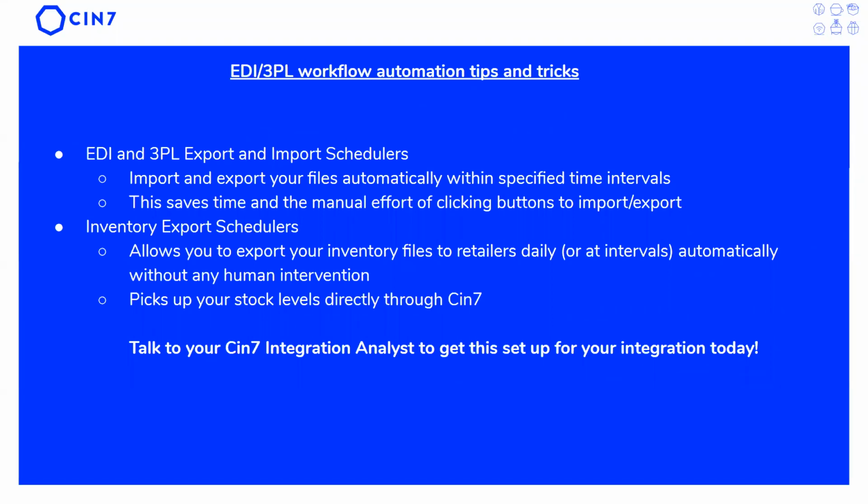It's the same case with the inventory schedulers. They will basically run on the same format. You can choose whether you'd like to send them off every 24 hours or 12 hours or even less than that if it is required by the retailer. As we know, some retailers do require inventory files and inventory levels to be sent very periodically to update stock levels on their end. So this will basically allow you to export your inventory files to retailers daily and automatically without any human intervention at all. This will also directly pick up your stock levels through Cin7 and send whatever is in your master data for Cin7 straight over to your retailer. So you will not have to do anything to update your stock levels on their end.